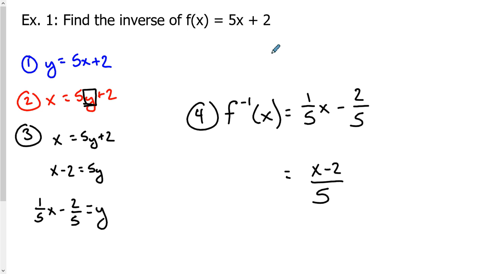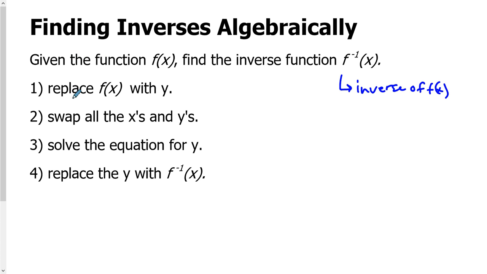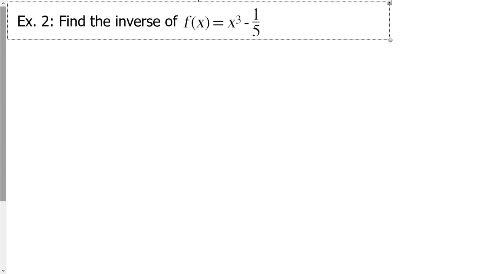So it's really just a lot of very basic solving. We're just running through the steps: replacing f of x with y, swapping x and y, solving the equation for y, and then replacing y with your inverse notation.